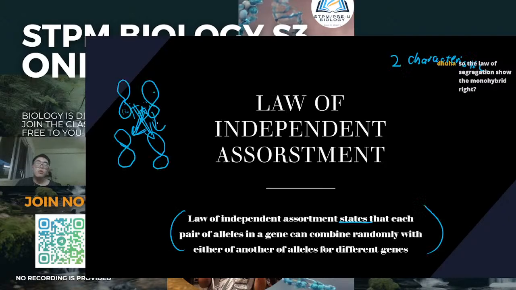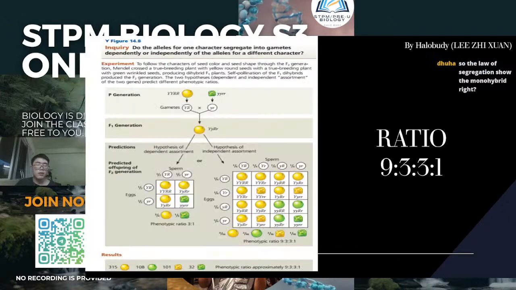So if you want to prove that, normally we will use this experiment. You see this experiment. Okay, we use back the color. Okay, we will use this experiment. Normally we use two characteristics, seed color and also seed shape. So color is either yellow or green, and then the seed shape is round shape or wrinkled shape.